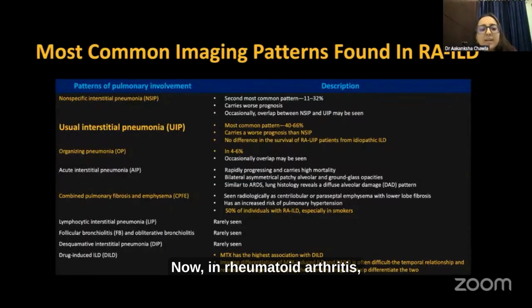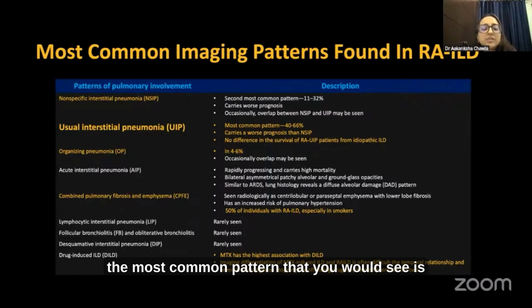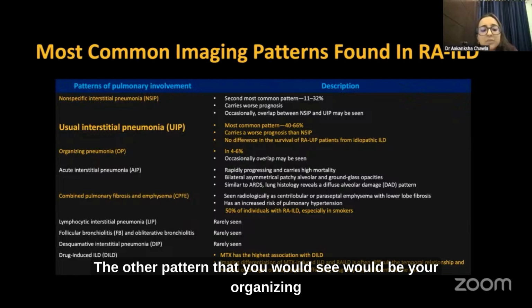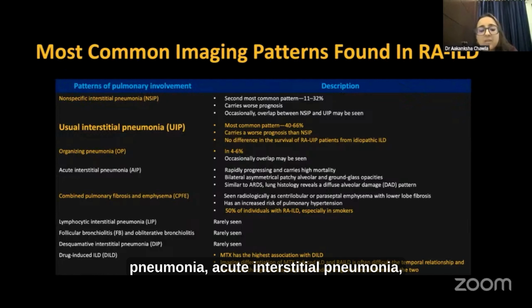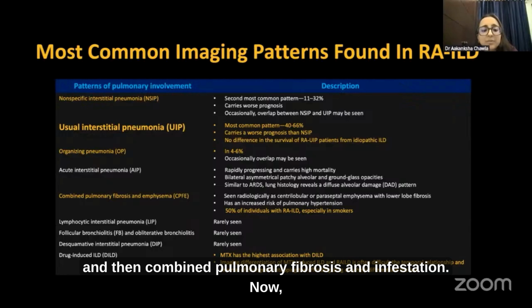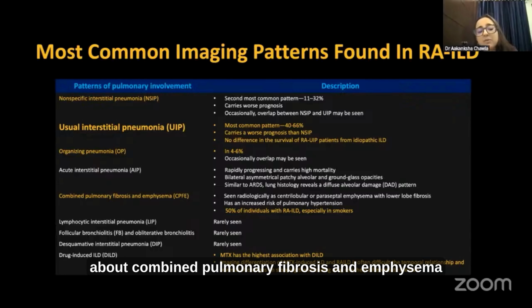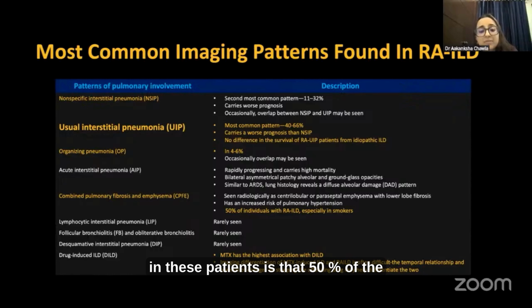Now, in rheumatoid arthritis, the most common pattern that you would see is your UIP pattern, and it's seen in about 40 to 60% of cases. The next pattern that you see is NSIP, which is in about 11 to 30% of cases. They both carry bad prognosis. The other patterns that you would see would be your organizing pneumonia, acute interstitial pneumonia, and then combined pulmonary fibrosis and emphysema. Now, something about combined pulmonary fibrosis and emphysema in these patients is that it's seen in 50% of these RA-ILD patients, especially the ones who are smokers.